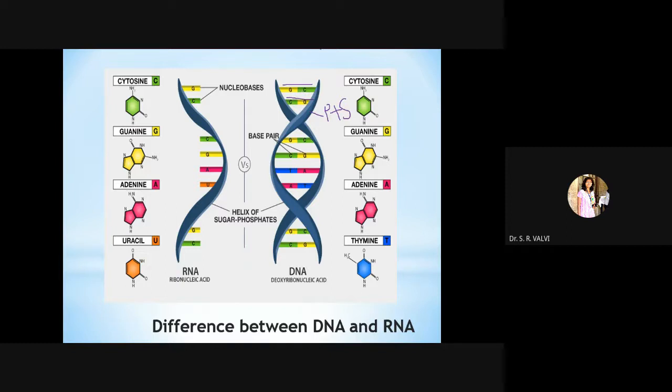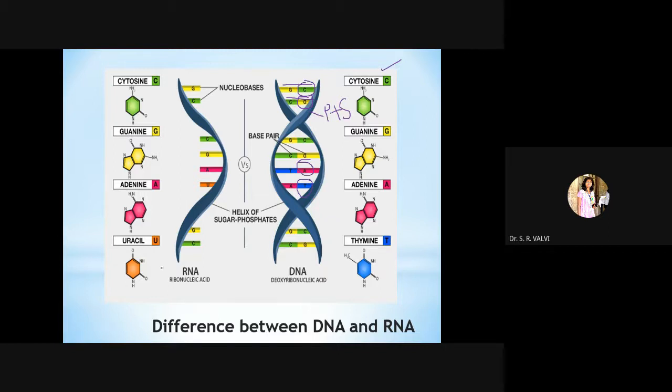Here I have shown you C stands for cytosine, G stands for guanine, A stands for adenine, and T stands for thymine. Always remember there is a particular manner in which they are attached to the other nitrogenous bases. A is always going to pair with T, and C is always going to pair with G.